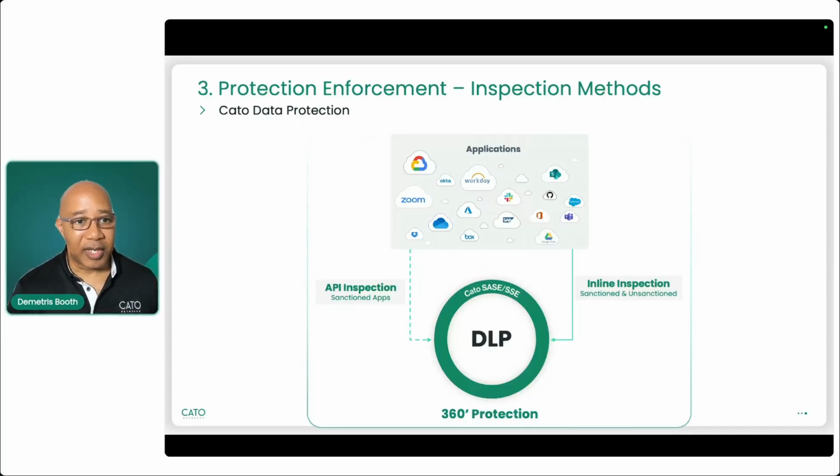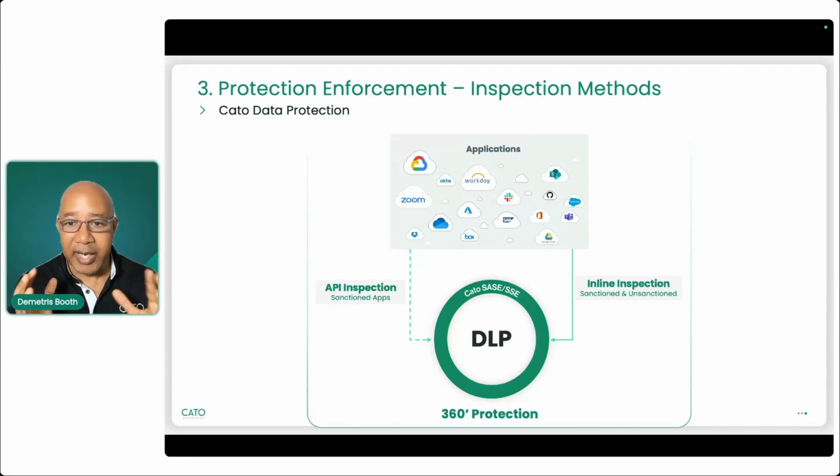Now, we've covered the profiling and the policy setting. Let's now talk about how we're actually enforcing the policies. When people say protect the data, the real question is, where do you inspect it? With Cato data protection, we don't just look at it from one viewpoint. We take it from two angles.